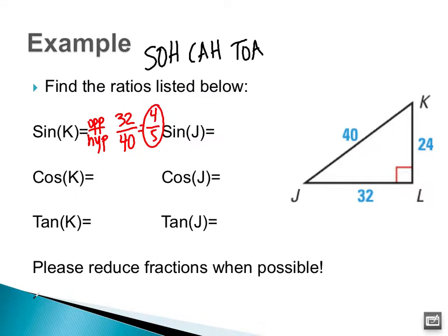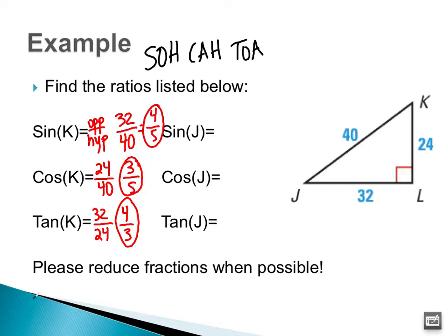Okay, cosine is adjacent over hypotenuse. The adjacent is 24, the hypotenuse is 40. Again, divide both by 8, and you get 3 over 5. Tangent is opposite, which is the 32, over the adjacent, which is 24. Again, divide both by 8, and you get 4 over 3.